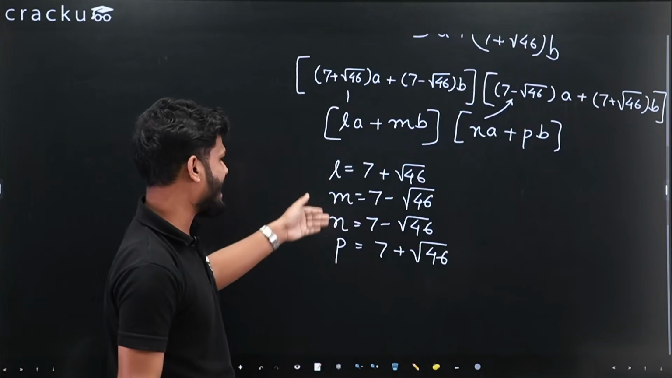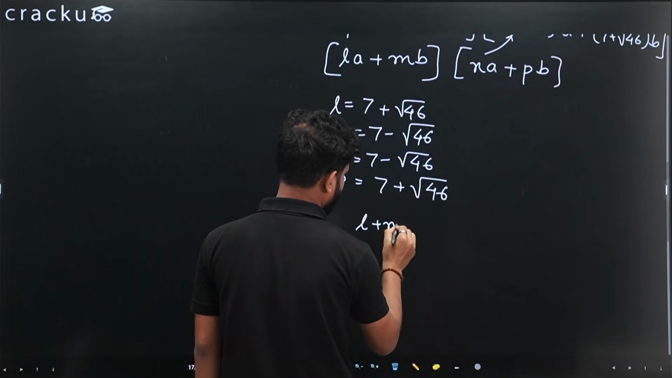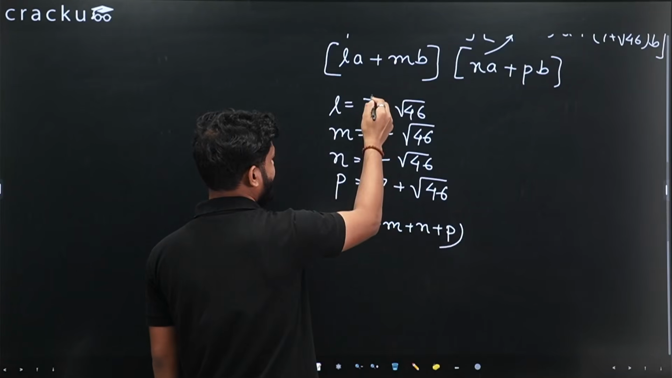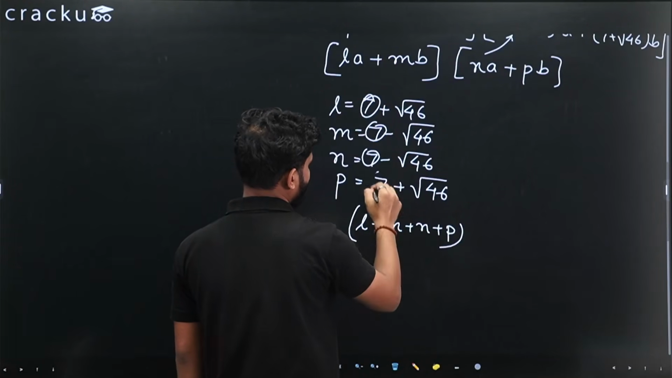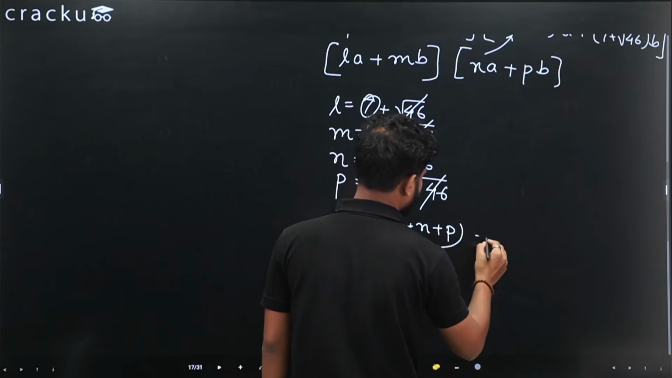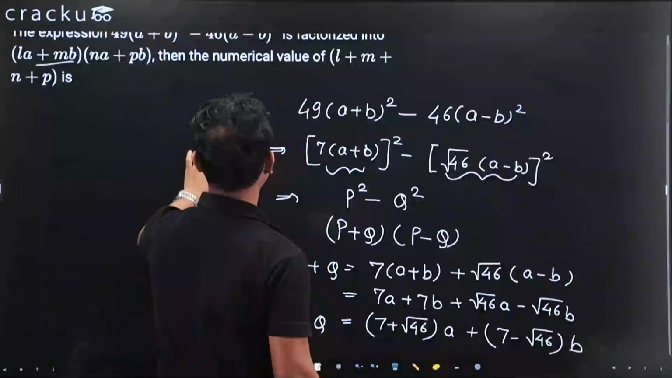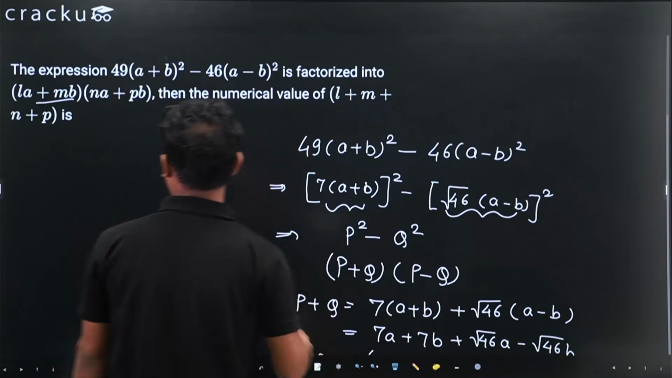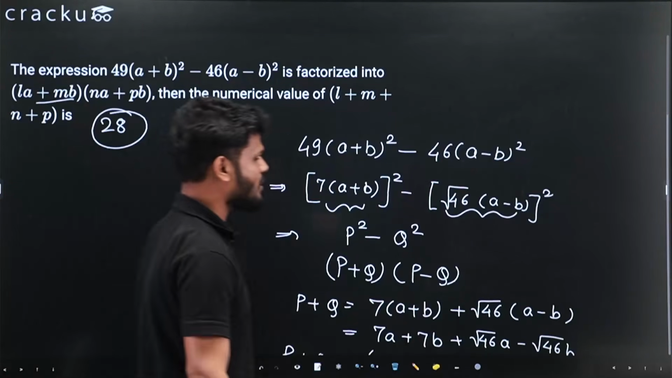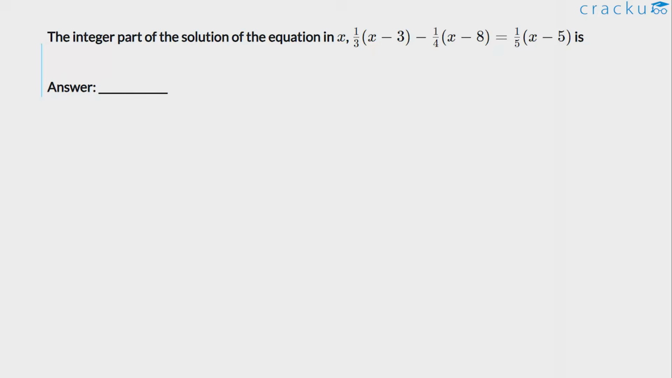You are asked to add all this, L plus M plus N plus P. So L plus M plus N plus P will be what? It will be 7, 7, 7, 7, which is 28, plus √46, minus √46, minus √46, plus √46. So this will be 28. We have to find the value of L plus M plus N plus P, which is 28. This is how you solve this question by the A square minus B square identity.